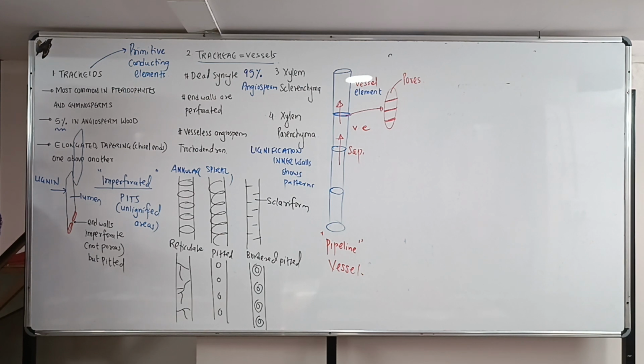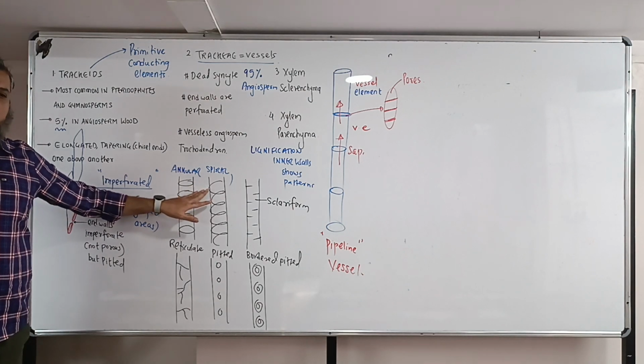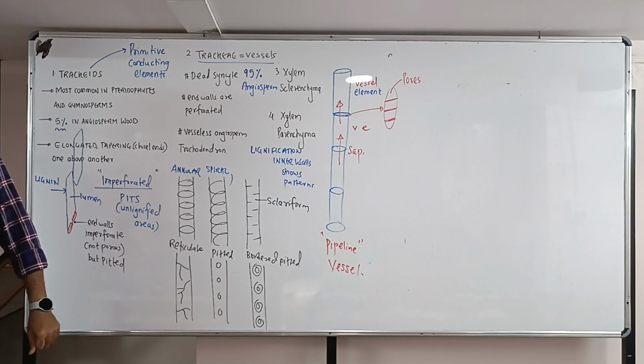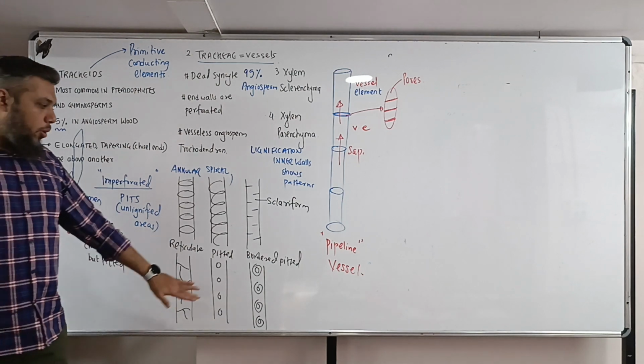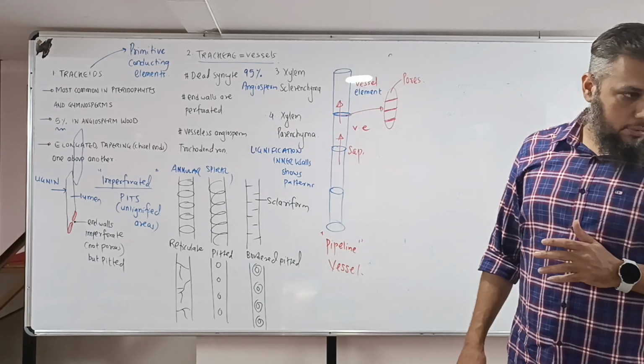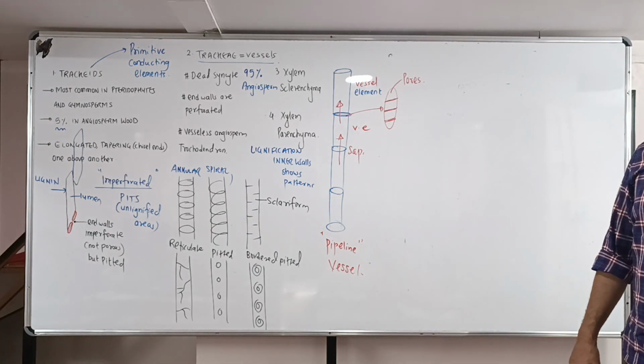Did you get it, everybody? Annular and spiral are mostly found in the protoxylem. And reticulate, pitted, bordered pitted, and scalariform are found in the metaxylem elements. Bordered pitted pattern is considered to be the most advanced type of pitted pattern. So angiosperm families which are considered to be advanced will show the presence of bordered pits.